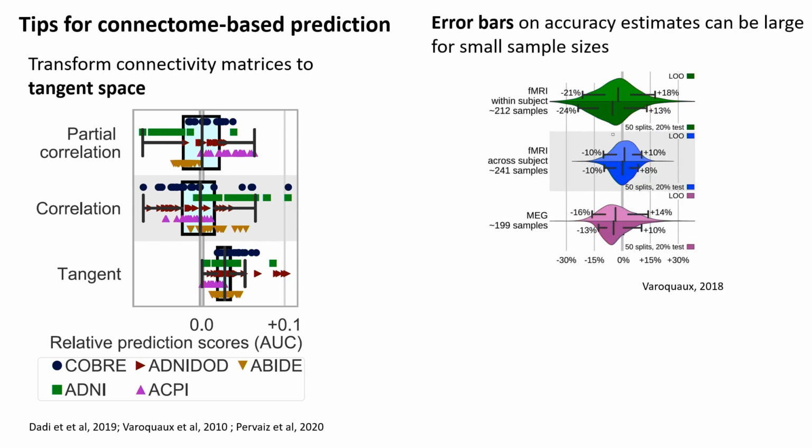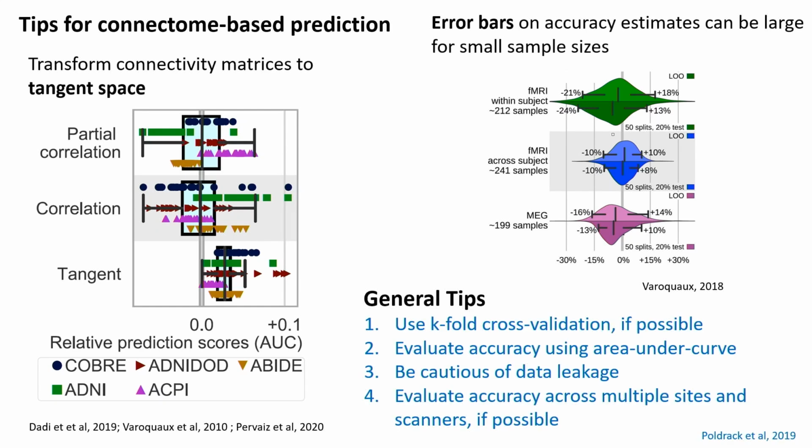It's also important to remember that error bars on accuracy estimates can be really large, and that's particularly the case for small sample sizes. So this, once again, points to the importance of sample size in machine learning models in connectomics. Some other key points is use k-fold cross-validation if possible, rather than leave-one-out cross-validation.